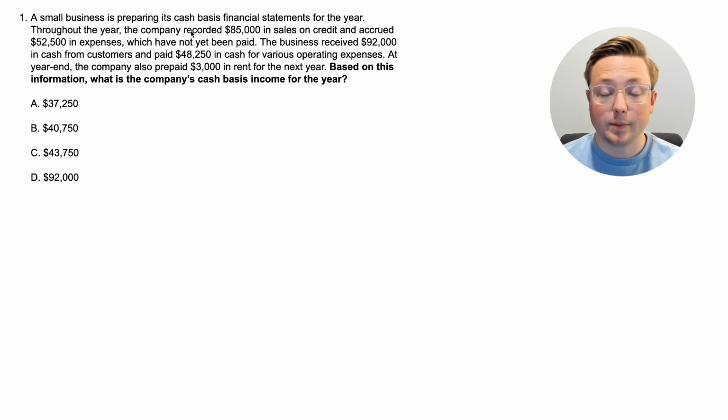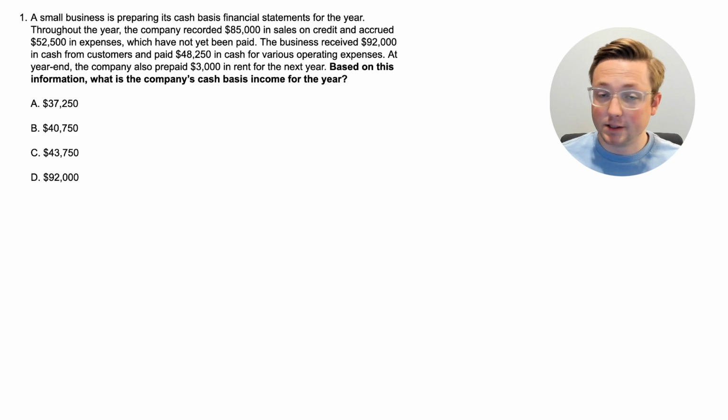A small business is preparing its cash basis financial statements for the year. Throughout the year, the company recorded $85,000 in sales on credit and accrued $52,500 in expenses which have not yet been paid. The business received $92,000 in cash from customers and paid $48,250 in cash for various operating expenses. At year end, the company also prepaid $3,000 in rent for the next year. So again, based on all this, what is their cash basis income?